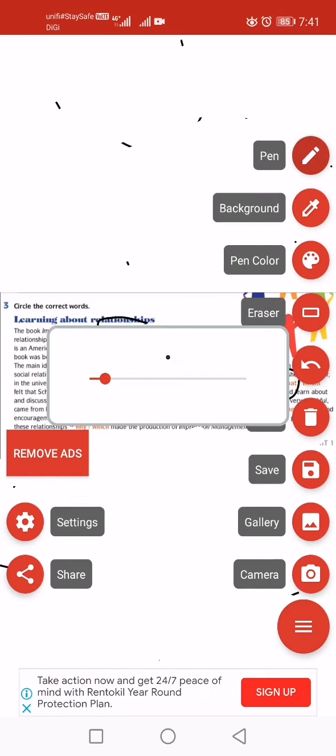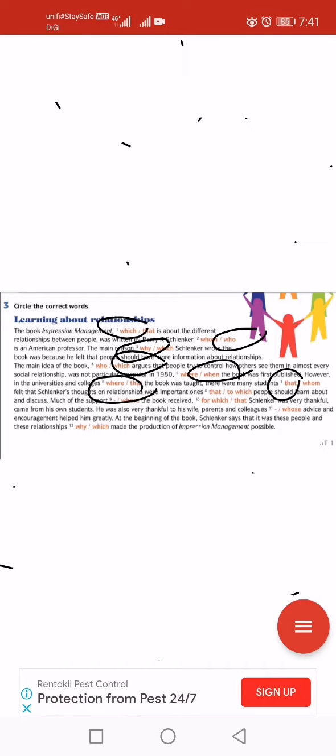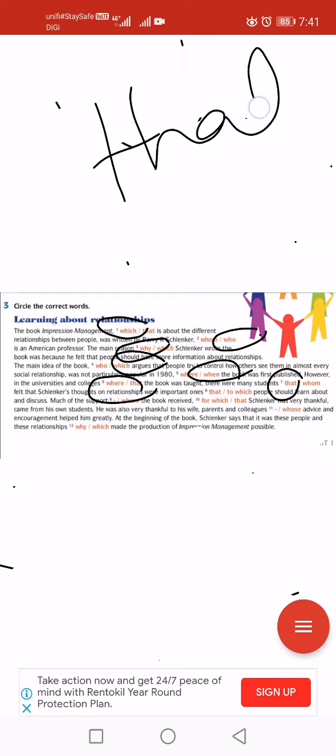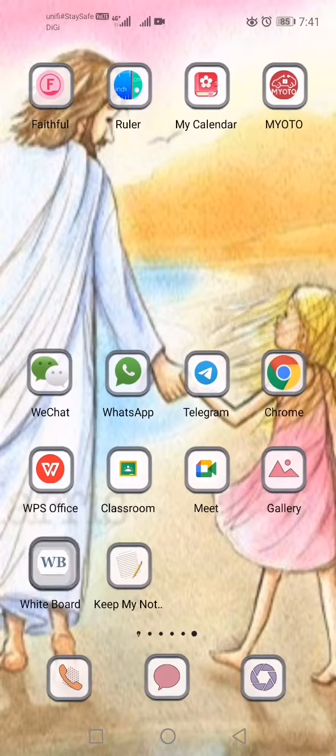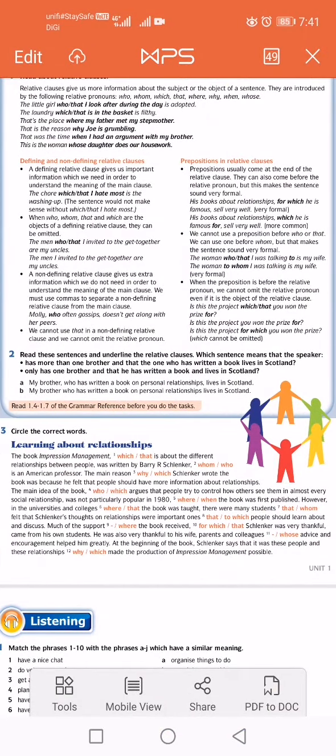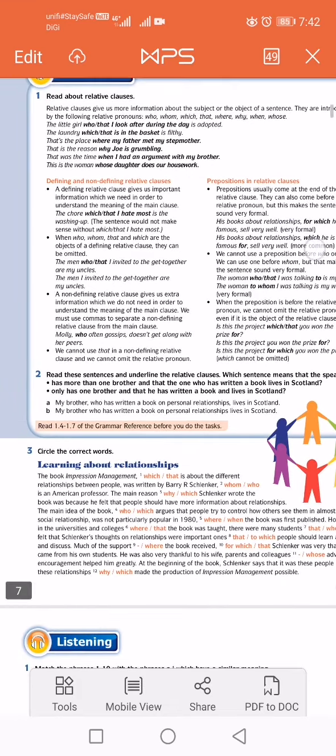Okay, the next one, that felt that Shankler's thoughts on relationships were important ones. Okay. Although I said that before that there is no comma, here we need, the answer is to which. If you remember, hold on, let's look here. When do we use the ones with preposition here? You see the preposition here?